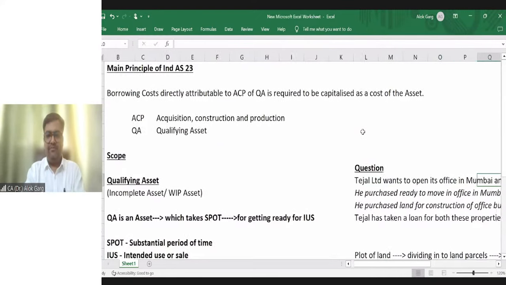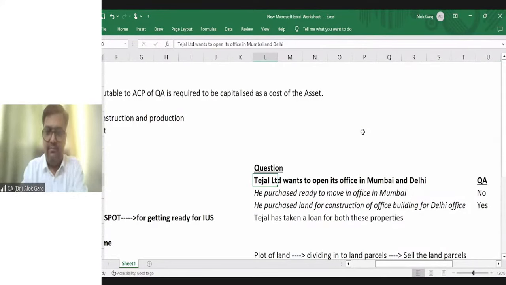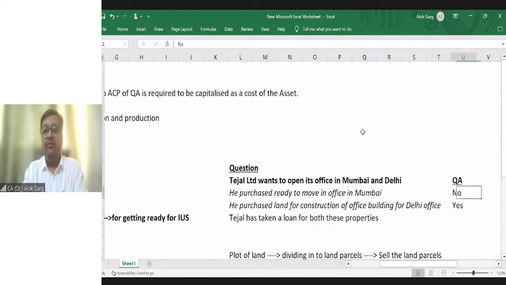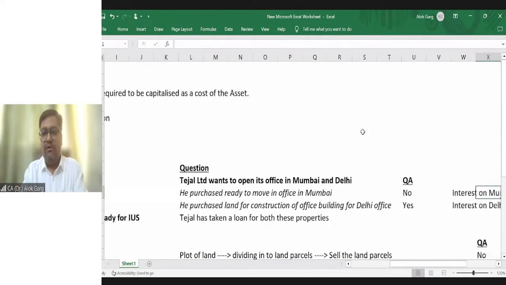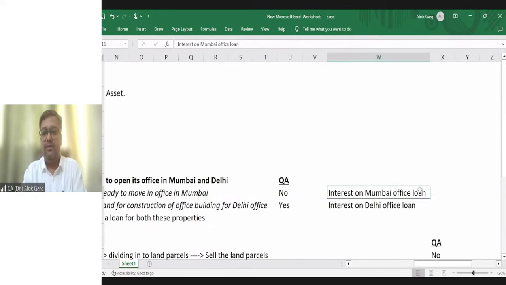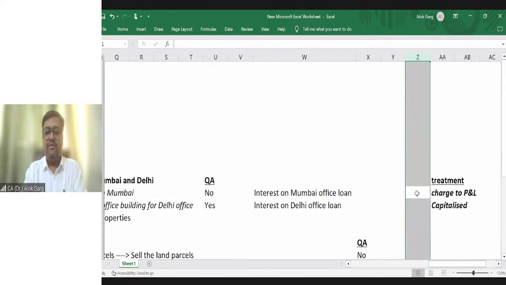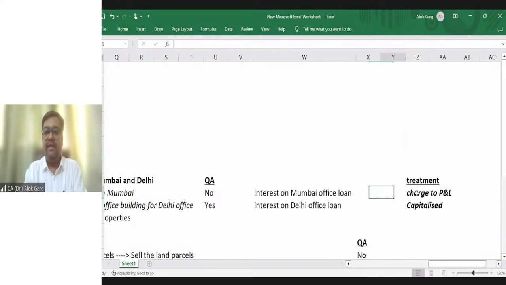I have a question. Agile Limited wants to open its office in Mumbai and Delhi. Agile purchased a ready to move in office in Mumbai. Is it a qualifying asset? Answer is no. What is the accounting treatment of interest on the Mumbai office loan? It is going to be charged to P&L.